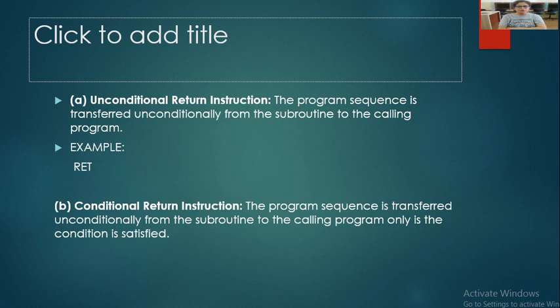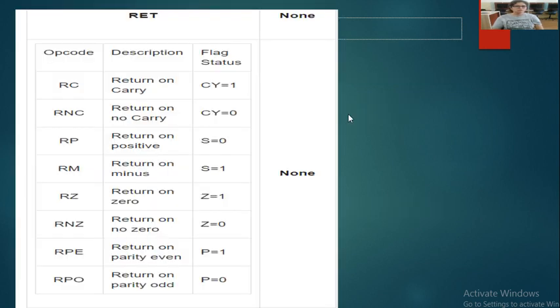Next is conditional return instruction. Conditional return means when there is a condition. The statement will return only if the condition is true or if the condition is satisfied. So in that case, the program sequence is transferred from the subroutine to the calling program only if the condition is satisfied. So let's start with the instructions of the return group.